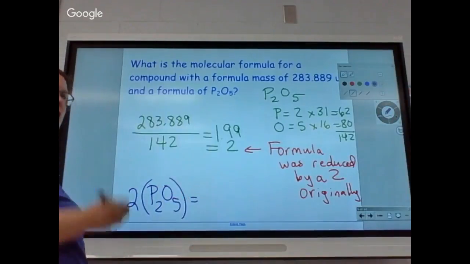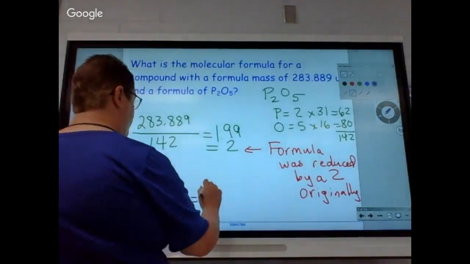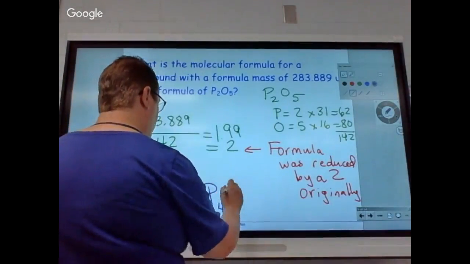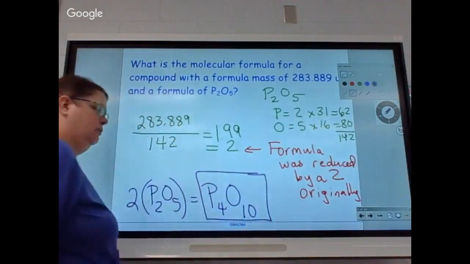So what is the original formula? What's the molecular formula? P4O10. This is our answer.